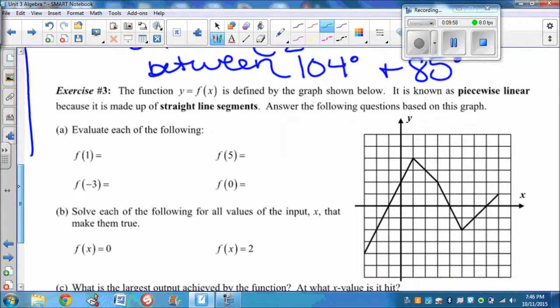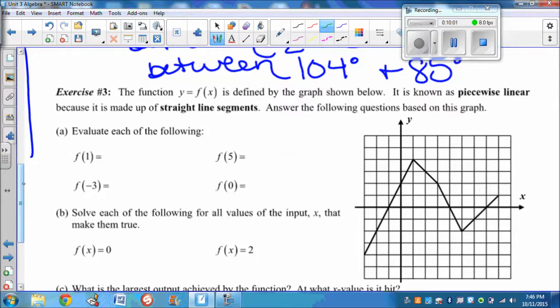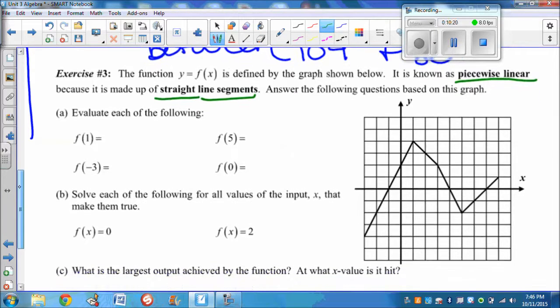So y equals f of x is defined by this graph. It is known as a piecewise linear, because it is made up of straight line segments. So piecewise linear. Linear meaning lines, piecewise meaning pieces of lines. As shown in this graph. So now we're just going to get our inputs and outputs given a graph.